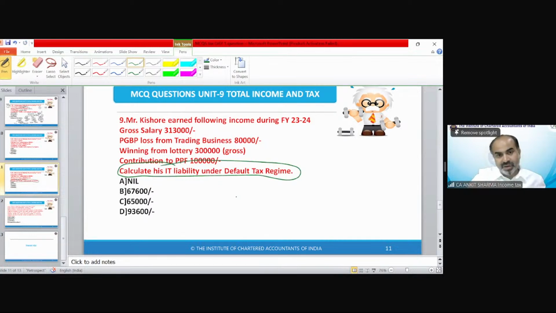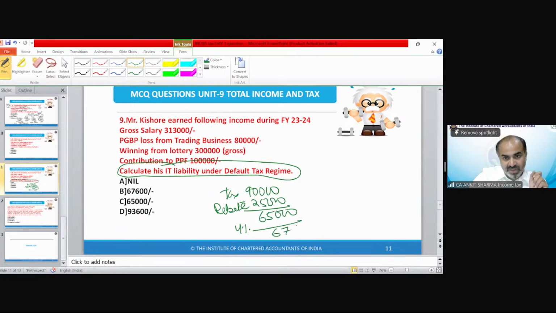So under question number 9, if we solve it under the default tax regime, the tax would come 90,000 and rebate would be 25,000 because it's less than 7 lakh. So remaining would be 65,000 and after 4% cess, this would be 67,600 rupees. So option B would be the correct answer in case of question number 9.